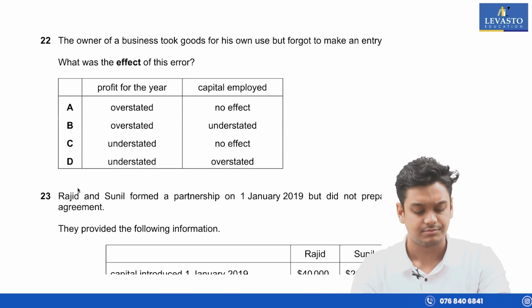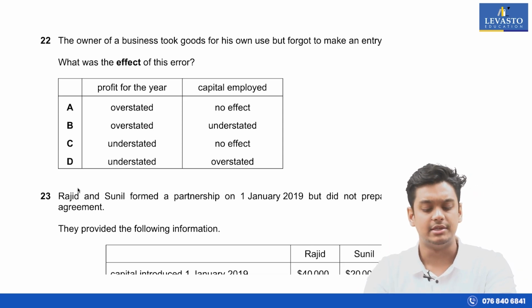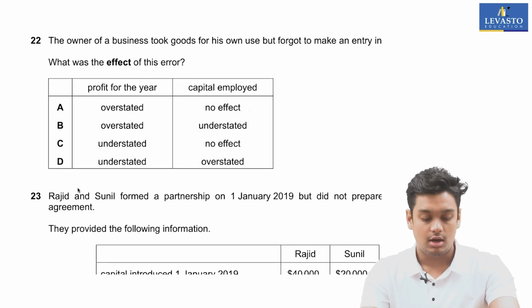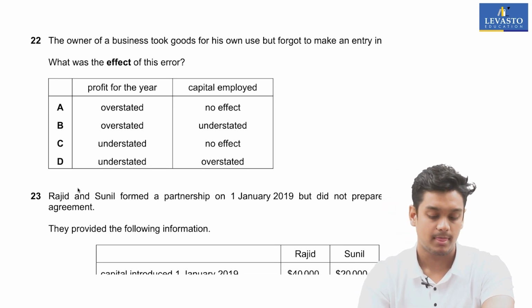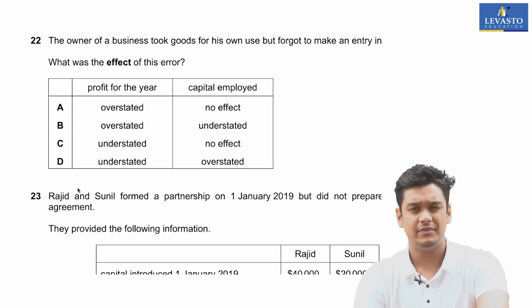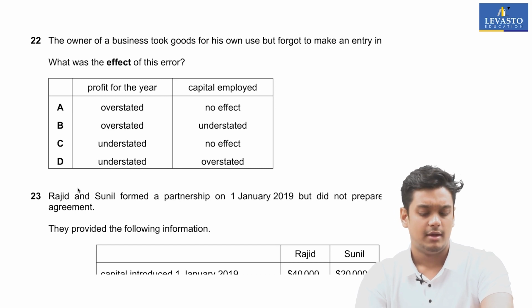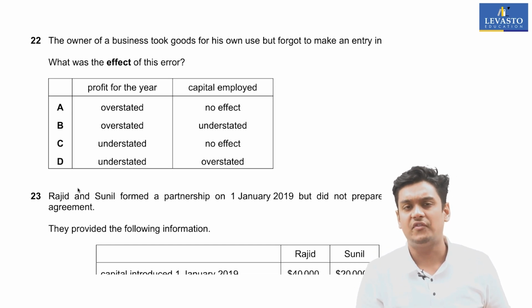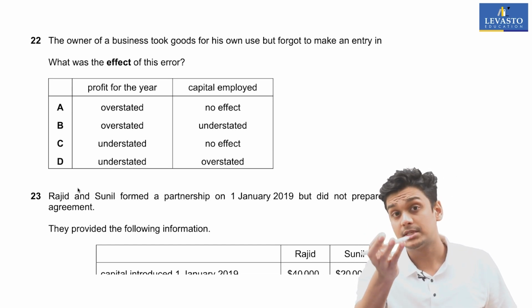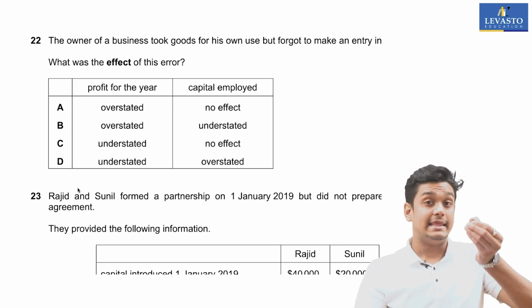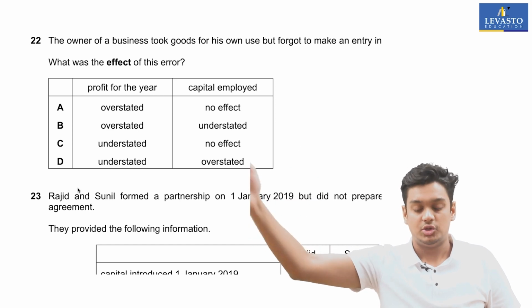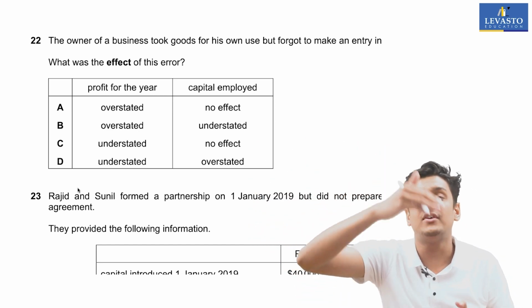22nd MCQ. The owner of the business took goods for his own use, but forgot to make an entry in the accounts. What was the effect of this error? Now please remember one thing. They will give things to confuse you. Where do you record stock drawings? I think just a while back I explained you are subtracting it from your cost of sales. So if you subtract something from cost of sales, that subtraction will reduce cost of sales and increase profit. So if I make the right adjustment, my profit will increase.